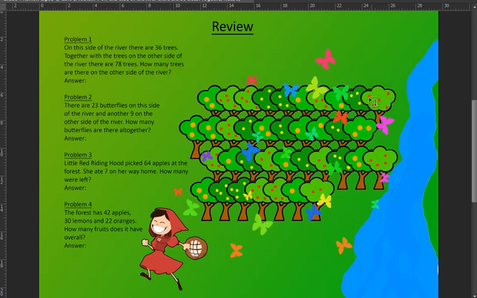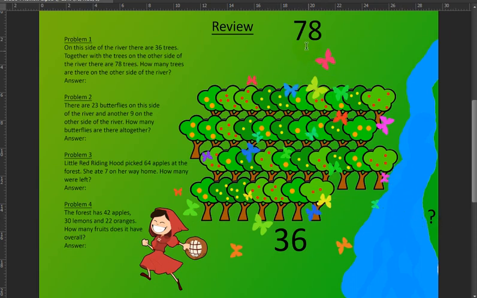So let's try to understand that. Here, these trees altogether are 36. Okay, so all of these trees here are 36. I don't know how many there are over on this side. I can't see them, so I can't count them. But I know that together they make 78. Altogether, the trees need to be 78. Now, how can I use this information to find out how many there are on this side?